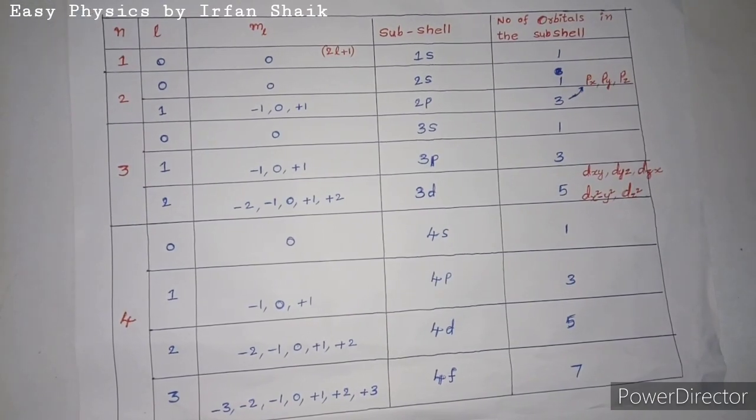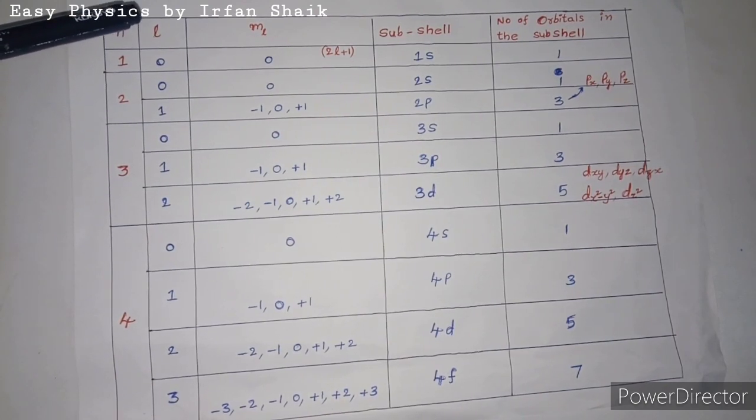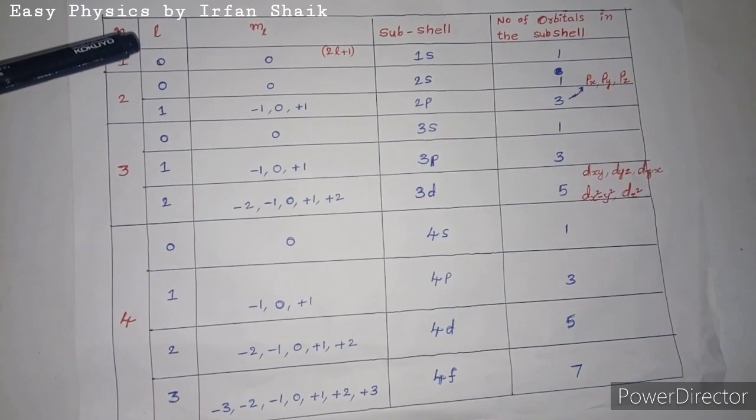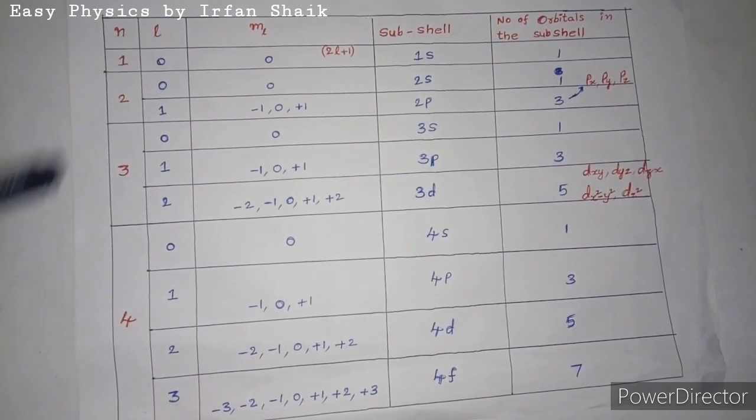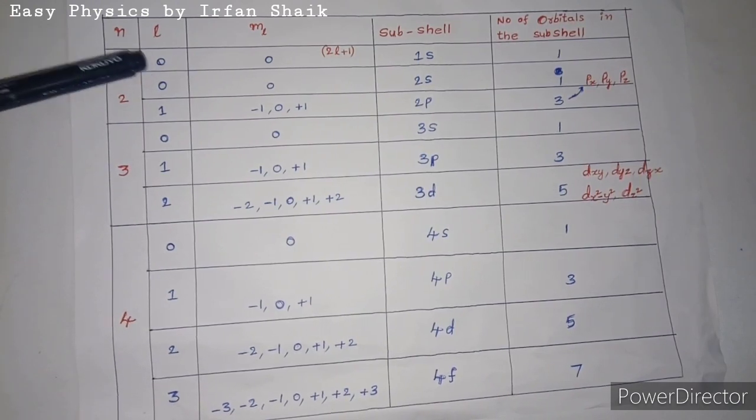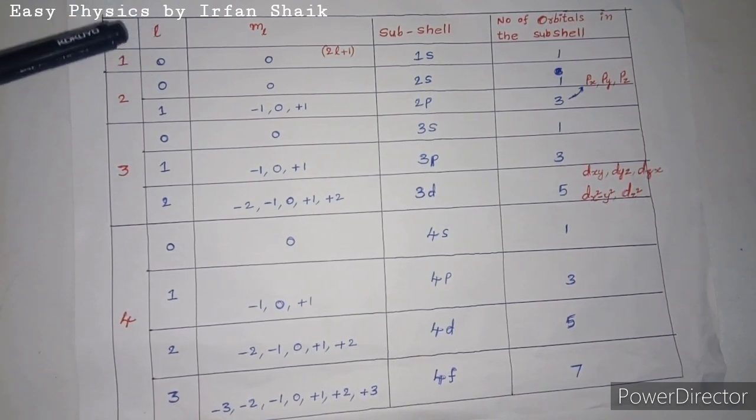The first one, when n is equal to 1. When the value of n is equal to 1, it indicates the first shell, that is the K shell. If the value of n is equal to 1, then l must have only one value. That one value is 0. When n is equal to 1, l becomes 0, that means 1 less than n. If it is 1, it becomes 0.